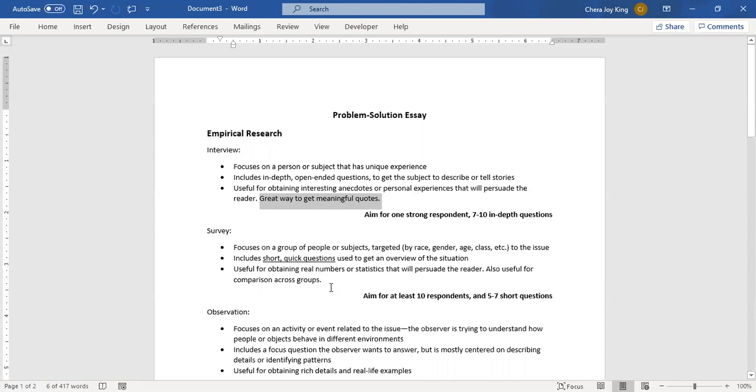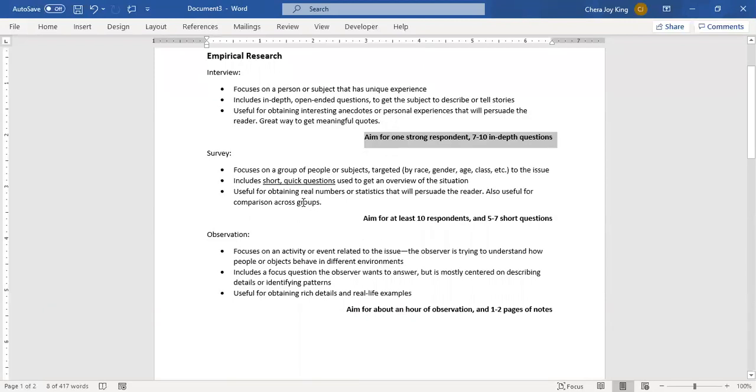When you're doing the interview, aim for one strong respondent, one person to respond who has that unique experience, and you're looking for 7 to 10 in-depth questions. Okay, the survey then focuses on a group of people or subjects, and you usually want to target based on the issue. So you're looking at a specific race, a specific gender, age group, class group, something like that, so that you can get the best response for your issue.